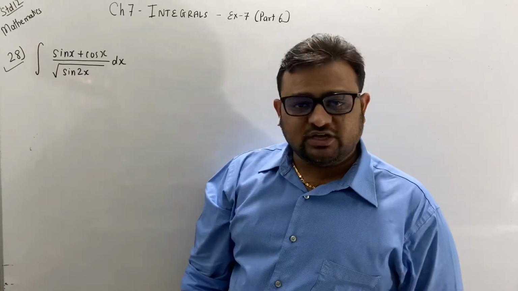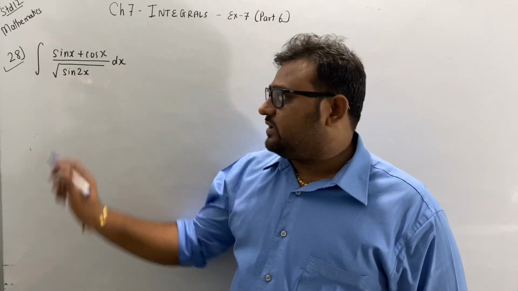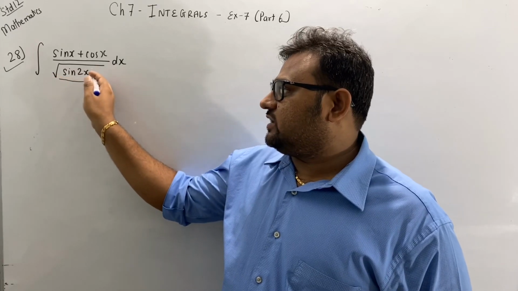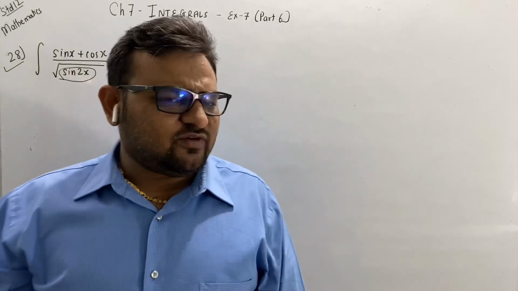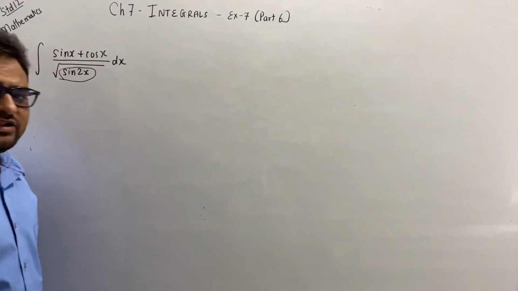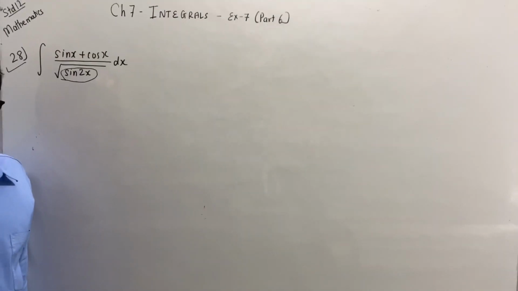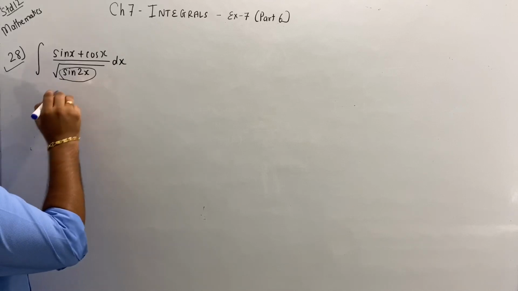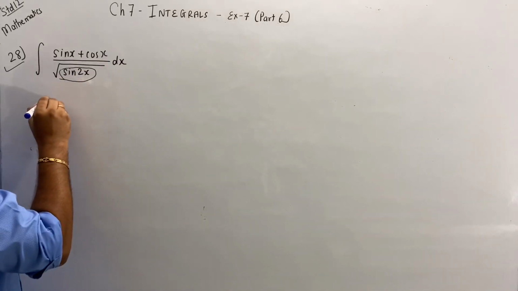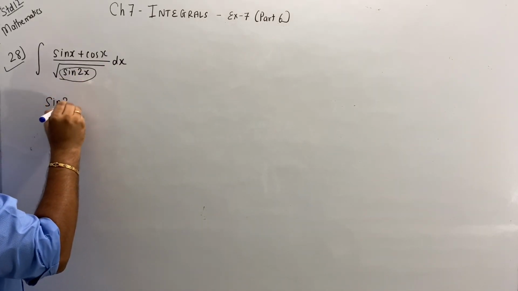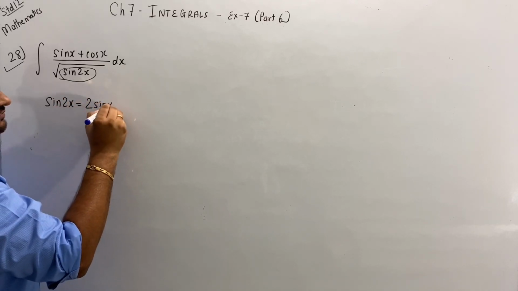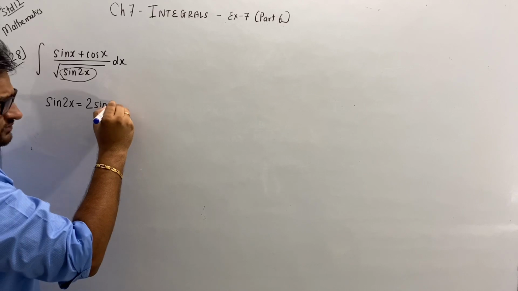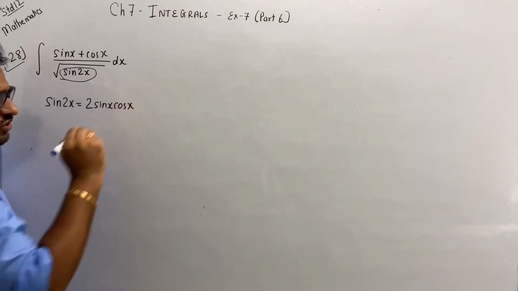So see now what I will do. Remember, in the denominator it is sin 2x. Whenever you find such a thing in the denominator like sin 2x, then you will use this method. I will rearrange this. I will make some adjustment with sin 2x. Sin 2x, I can write as 2 sin x cos x.